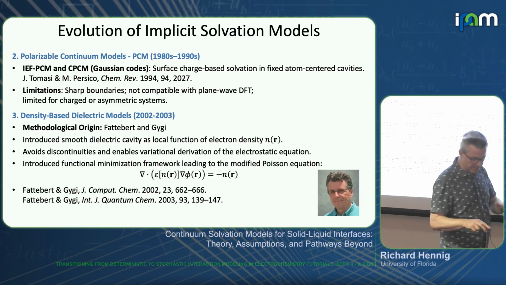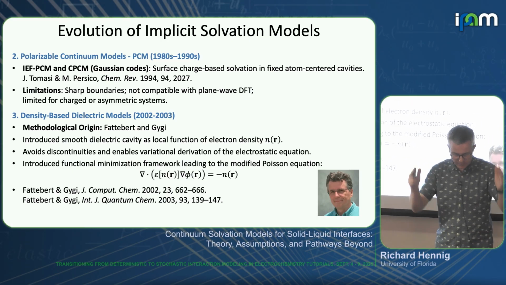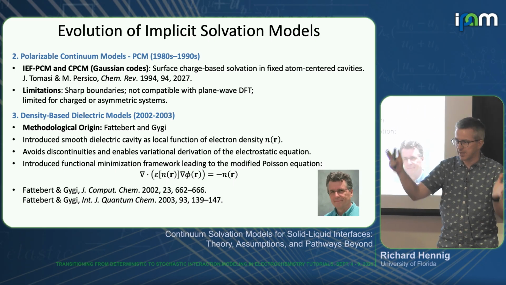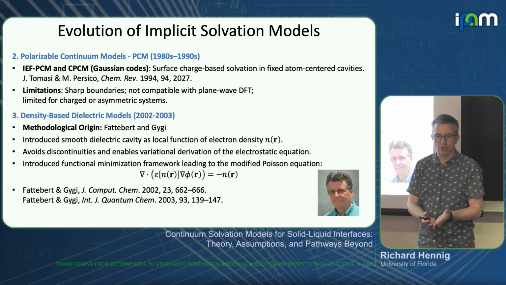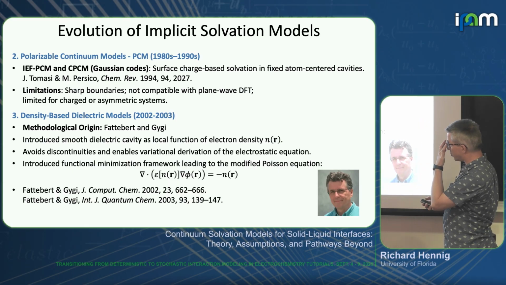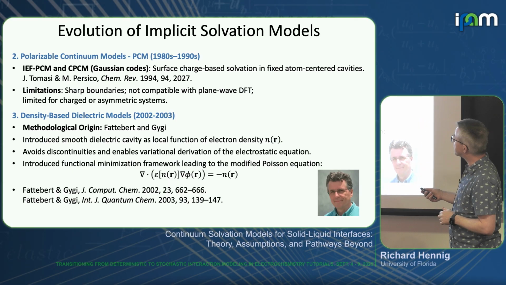So what they essentially did is they made the cavities with hard cutoffs, and they considered surface charges inside that cavity to describe the solute and introduced energy expressions into the Gaussian code to calculate the solvation energies for those ions and/or solutes in solvents.